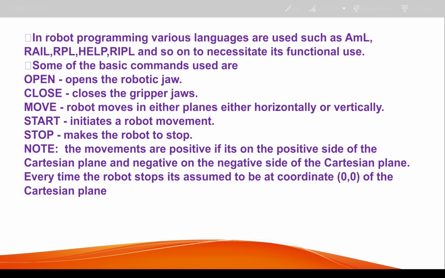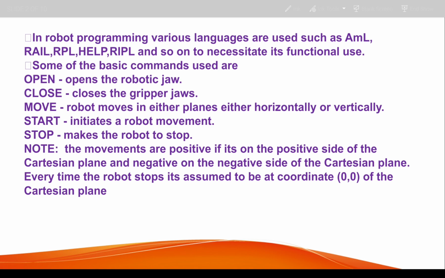Then you have start, which initiates the robot movement, and here we are talking about the muscles of the robot, which can be the actuators. Then you have stop, which makes the robot stop after it has reached the destination it is supposed to stop at, and maybe place an item at the destination that it was carrying initially from its source.